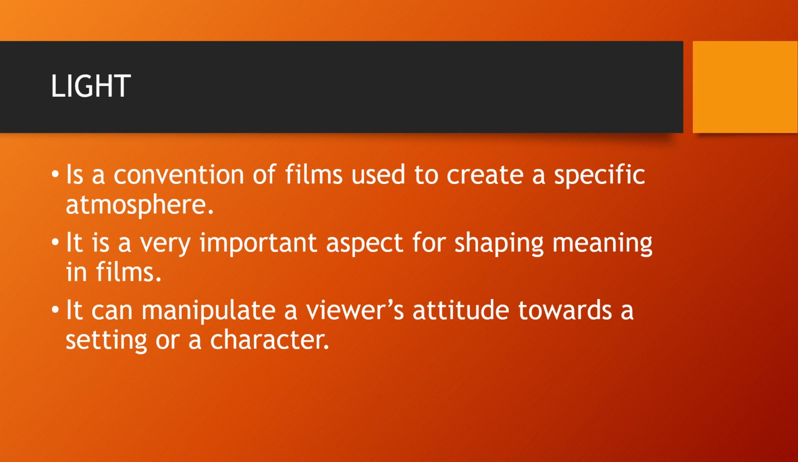The first convention of film is the light. Light is a convention of films used to create a specific atmosphere. It is a very important aspect for shaping meaning in films. It can manipulate a viewer's attitude towards a setting or a character.